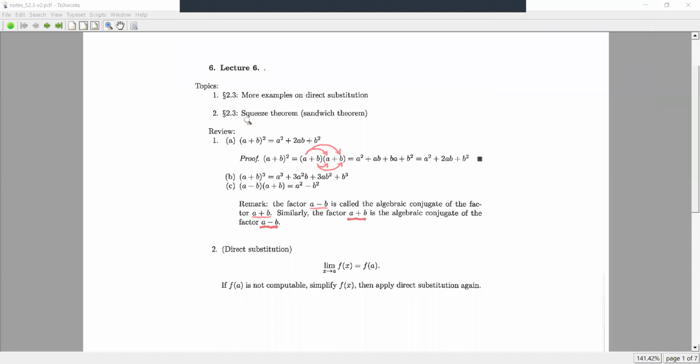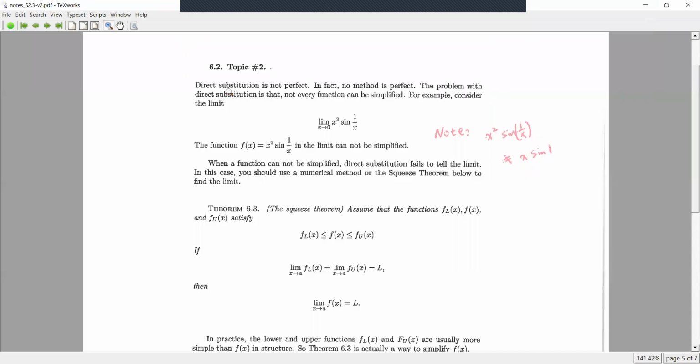Now, topic 2, squeeze theorem. Direct substitution is powerful, but not perfect. In fact, no method is perfect. For example, is a numerical method perfect? No. Usually, a numerical method cannot find the exact value of a limit, and can only give us a guess about the limit. The problem with direct substitution is that not every function can be simplified.